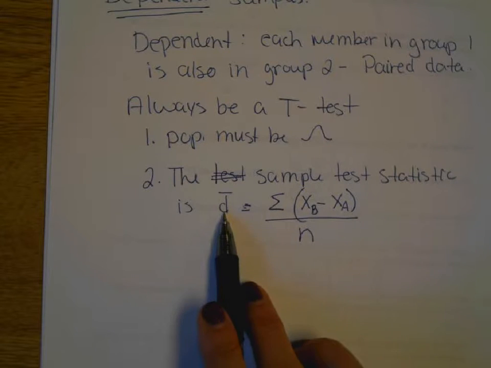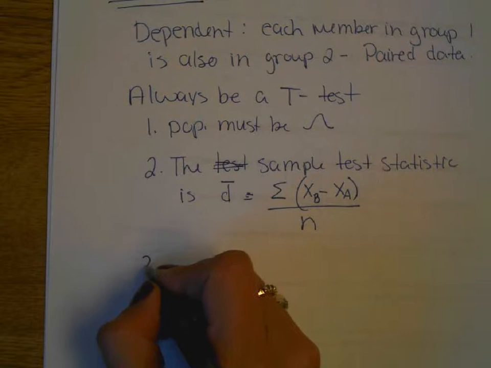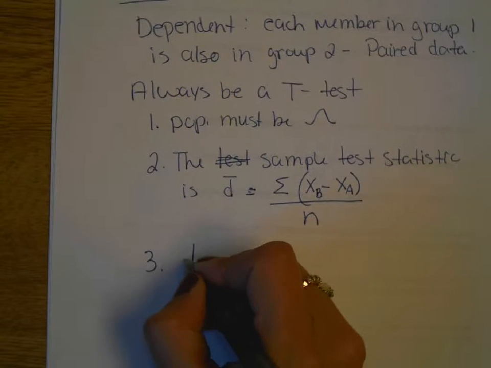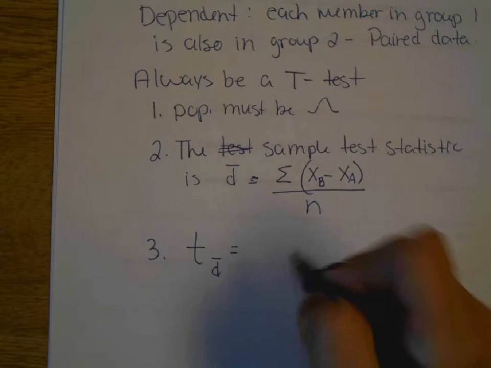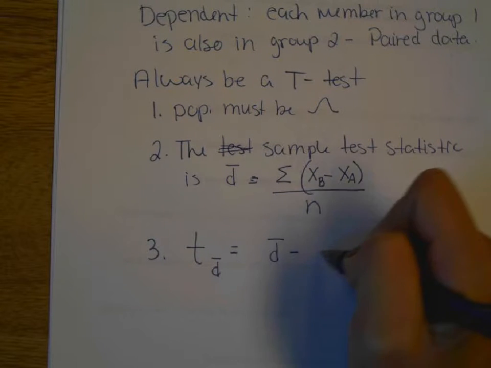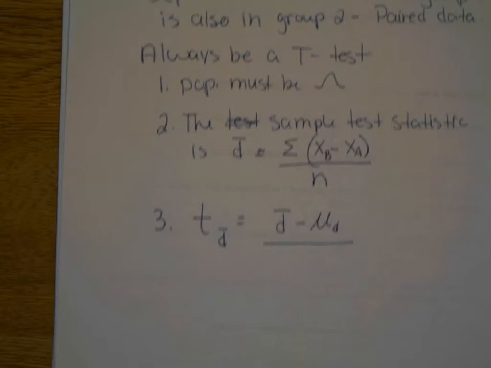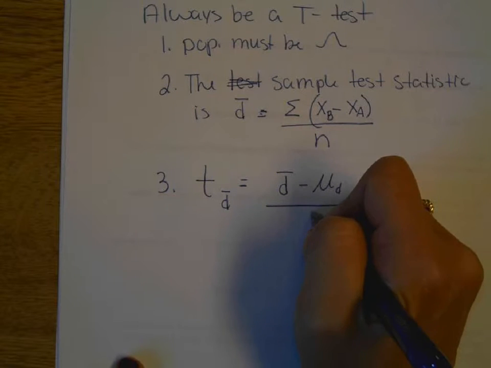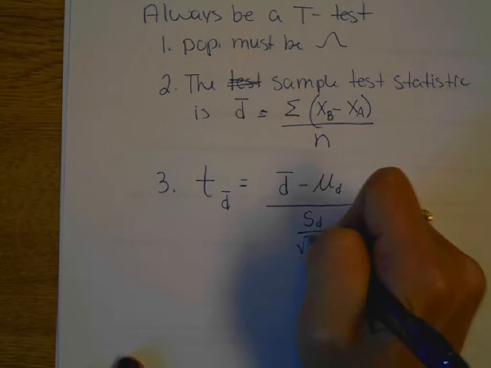Then you've got to turn D bar into a t-value to see where it lands on your graph. So the formula for the t-value for D bar is D bar minus the population difference, divided by the standard deviation of the differences over the square root of the sample size.